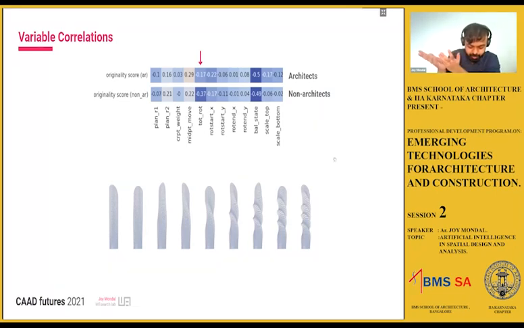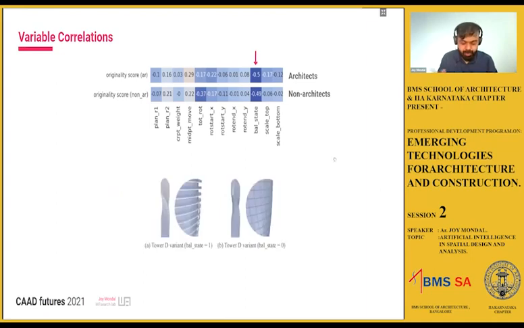But you introduce rotation, somehow non-architects tend to think that it's reducing the originality of the example. Probably because the point of reference was the absolute tower, which has a slight rotation. And if you combine both, presence and absence of balcony exhibits the lowest difference between architects and non-architects correlation. So we kind of converge on this.